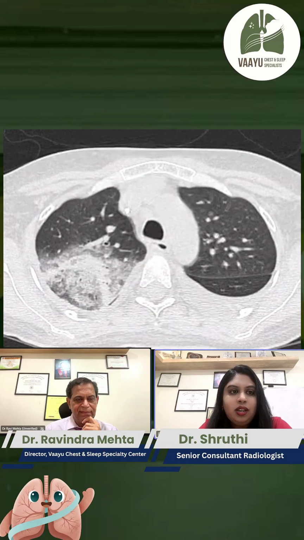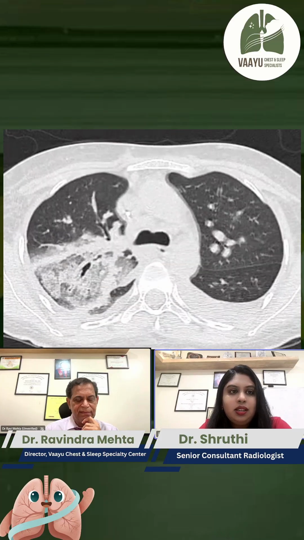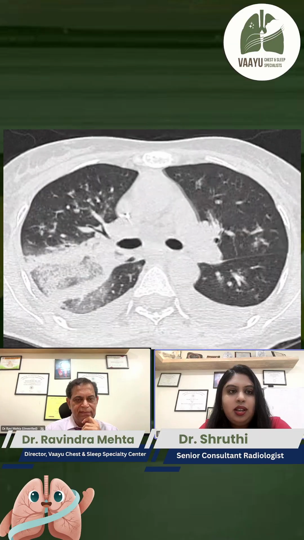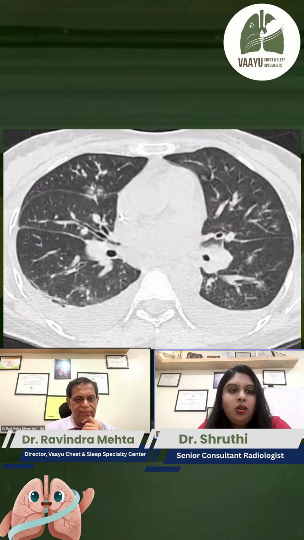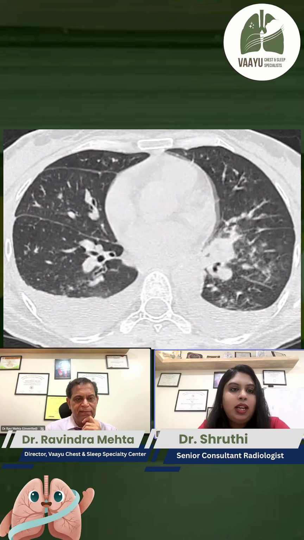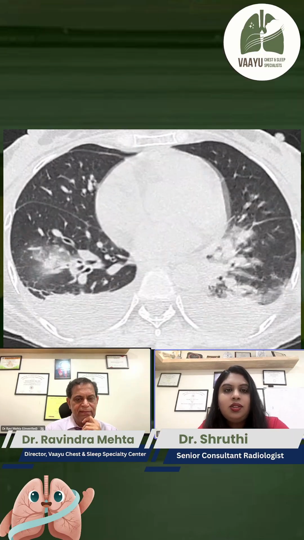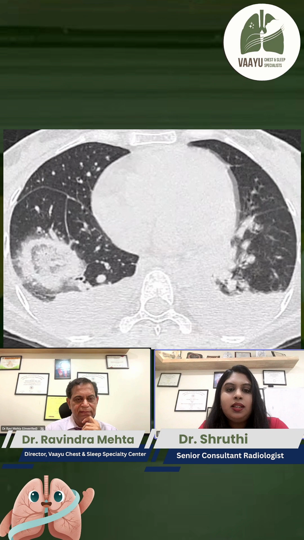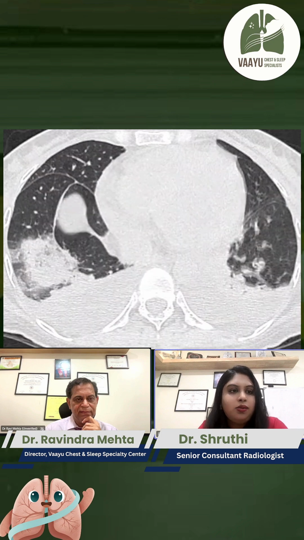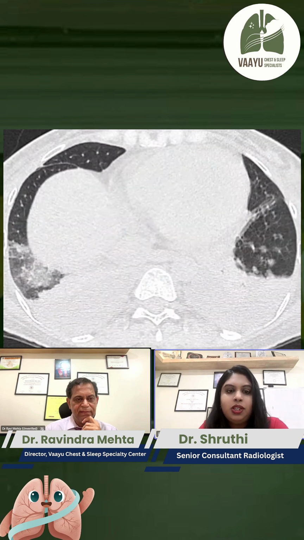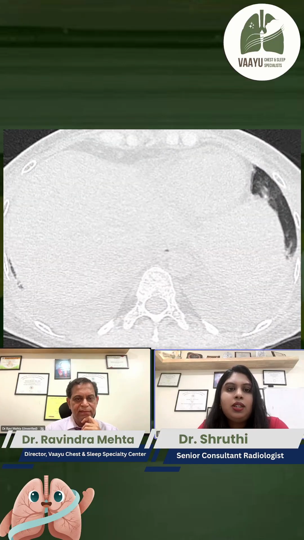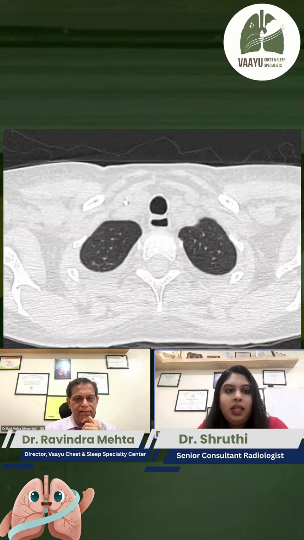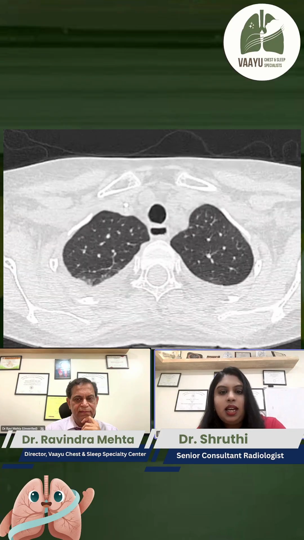So this is the area of reverse halo sign that we notice here. The GGO surrounded by consolidation. A similar area we can appreciate even in the right lower lobe as well. And also, incidentally, we notice that there's a mild bilateral pleural effusion. So considering all these findings, this reverse halo sign is very frequently associated with invasive fungal pneumonia in an immunocompromised patient, especially pulmonary mucormycosis. There are, of course, a lot of differential diagnoses CT-wise, including OP and TB, as well as sarcoidosis.